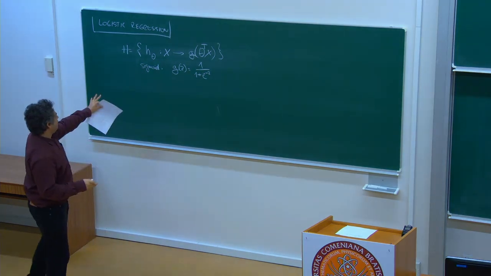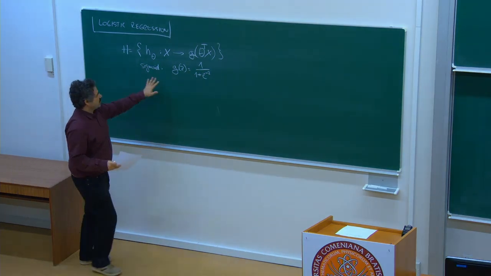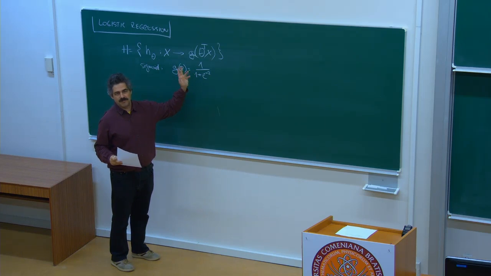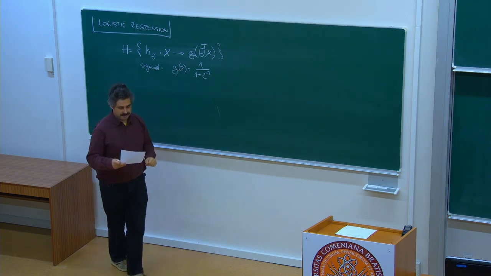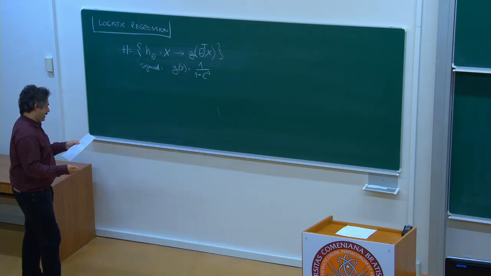So that's the first thing. This function we looked at last time. It will always give you values between 0 and 1, and most of the time it will be very close to 0 or very close to 1. Okay, so that was one idea that we have done.